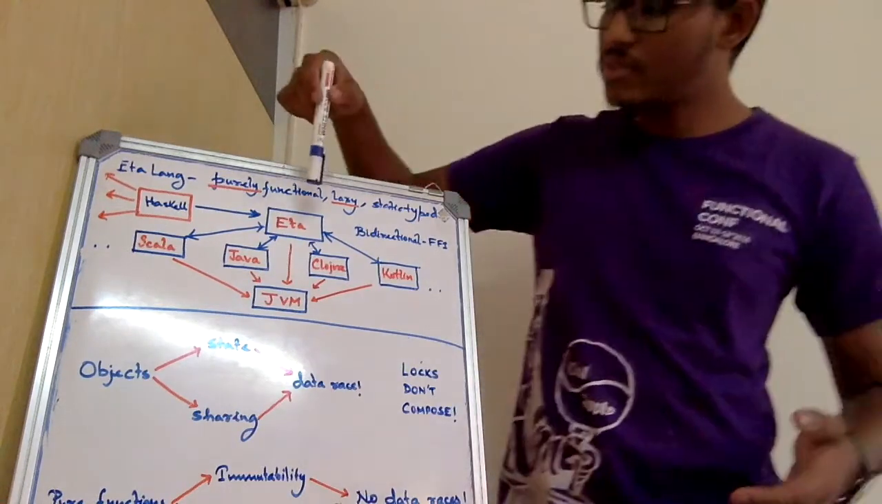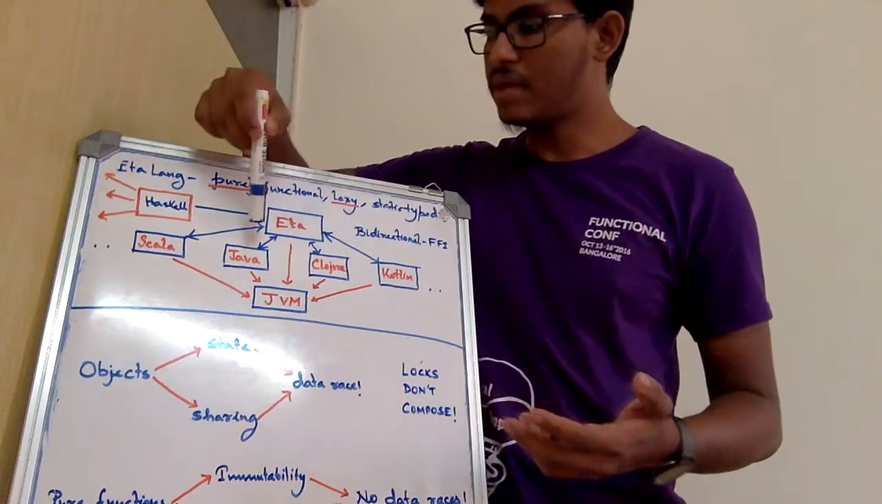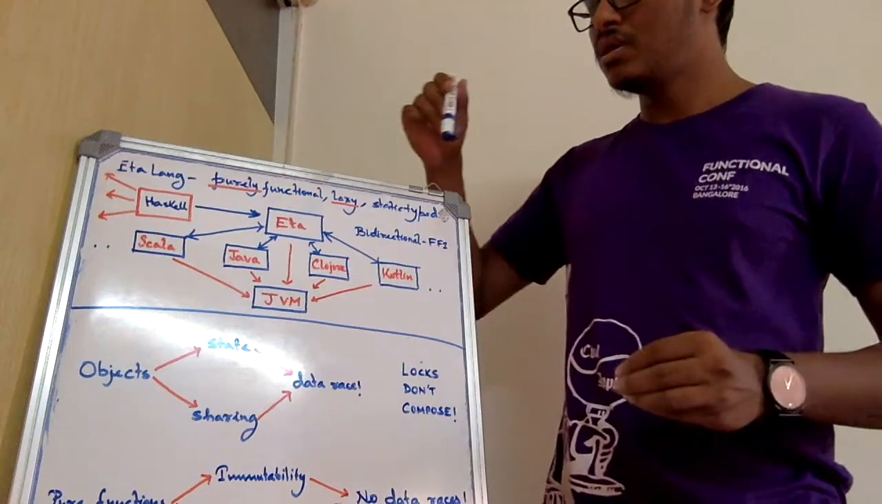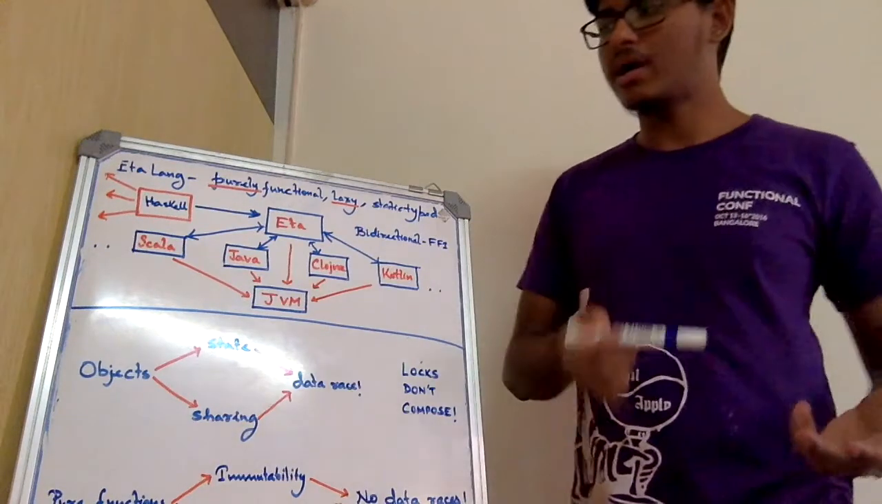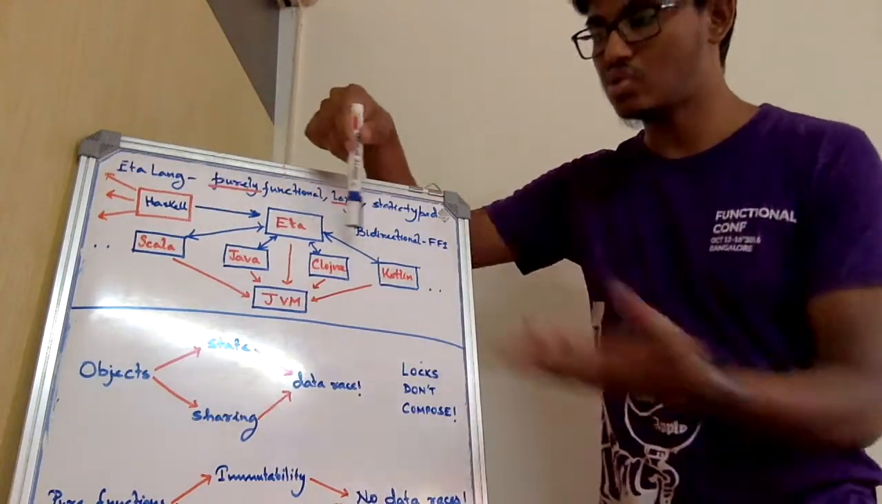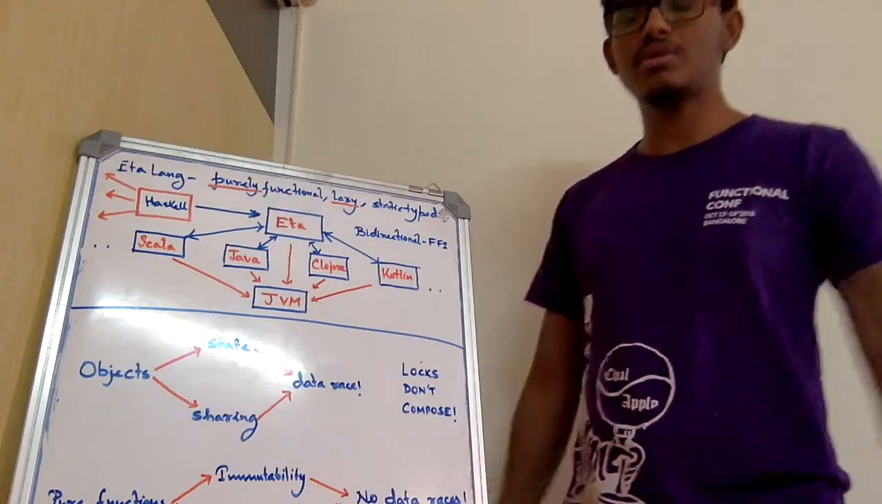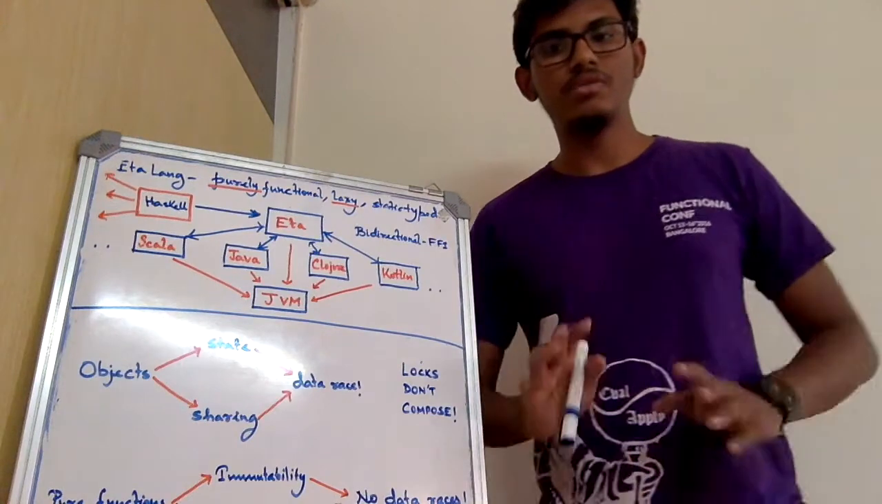So the reason why I made Eta sit on top of the JVM is that cross-language interoperability is one of the primary concerns here. We have written bindings for Spark, which is written in Scala. We have written bindings for Storm, which is written in Clojure. We have lots of libraries written in Java which are interfacing with Eta, and they are really, really smooth.